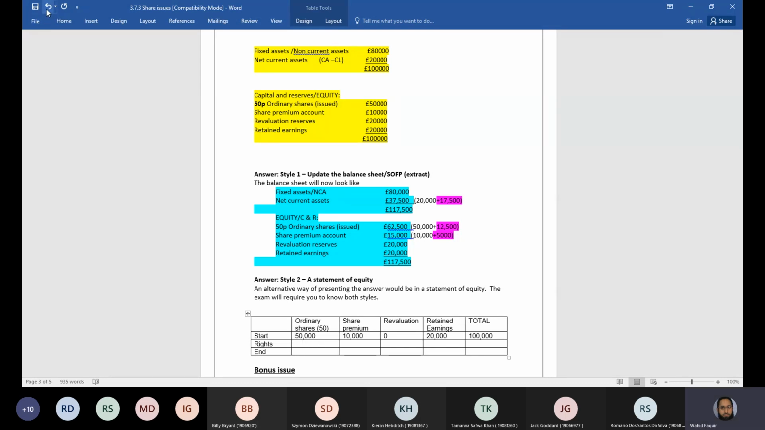Oops, that's already in there, one sec. Okay, so 12,500 in there. The remainder, remember, the top half of the statement of financial position went up by 17,500. We've only recorded 12,500 there. We know that it's an additional 5,000. That was 20p, the premium, times by the additional shares.